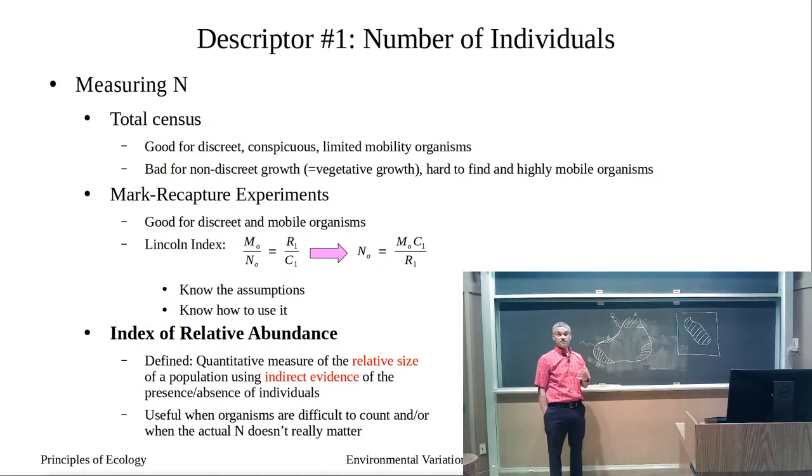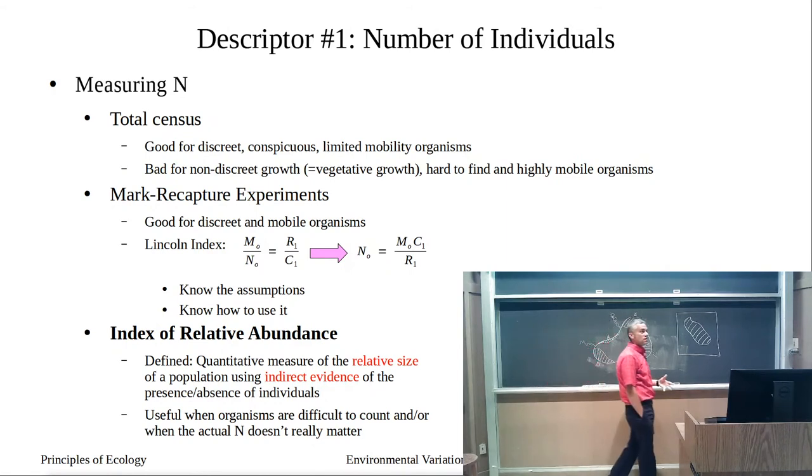And note that I just said more. I didn't give a number. I didn't say, oh, I saw more evidence, so we must have 100 more. No, we don't know that. All that we can say is if the evidence increases, we probably have more individuals present. If the evidence decreases, we probably have less individuals present.